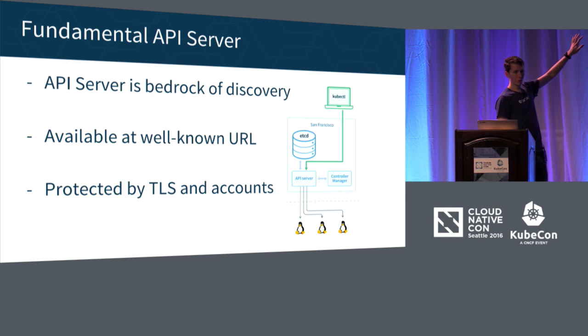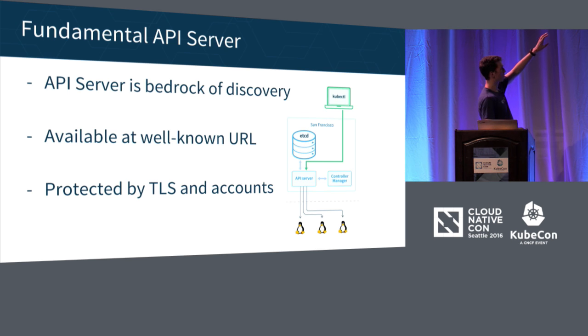It is hosted at a well-known URL. So generally, you'll have something like kubernetes.internal.corp or whatever, and that'll be protected by TLS certs or by some other identity like OpenID Connect. The API server is what your laptop talks to, and it's also what the applications running in the cluster talk to when they need to resolve a label or any other service discovery information inside of Kubernetes.